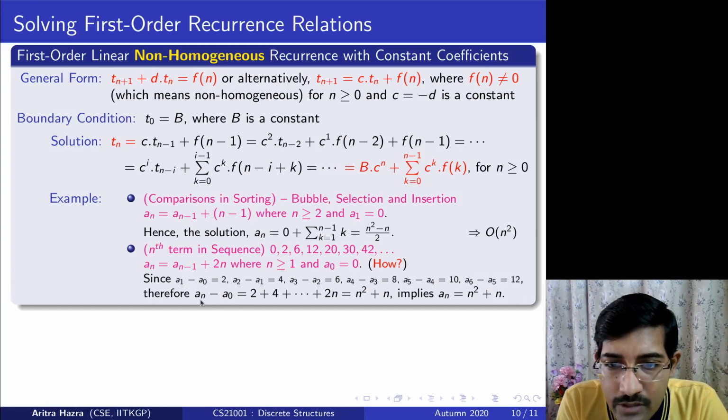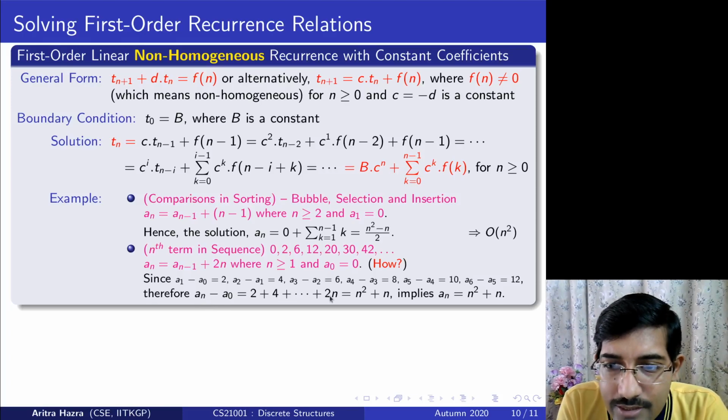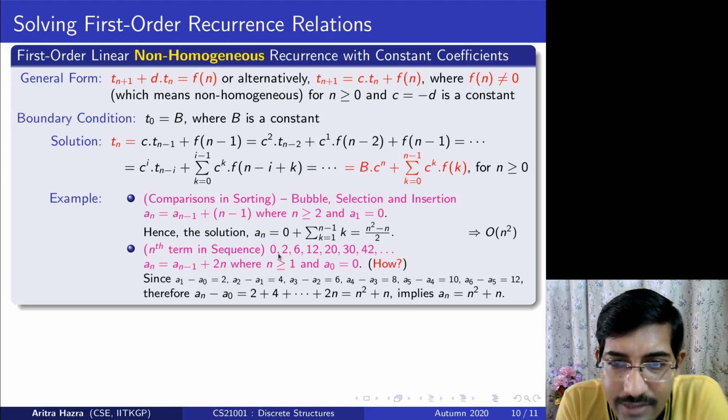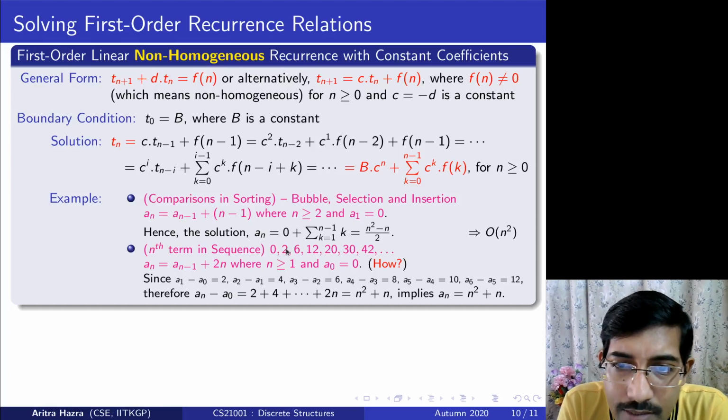So you can see that An minus A0, if I try to compute, it is nothing but 2 plus 4 plus this. Because A6 minus A0 is the sum of all of this, because A5 will cancel out, A4 will cancel out, and so on. So here the recurrence is that the nth term is the n minus 1th term plus 2 into n. So An minus An-1 is equal to 2n.